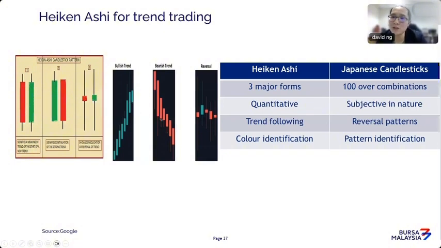So I think generally in Heiken Ashi, there are only three distinct patterns. Now, the major difference compared with using Japanese candlesticks is that you have a hundred-odd combinations, and it gets very complicated.